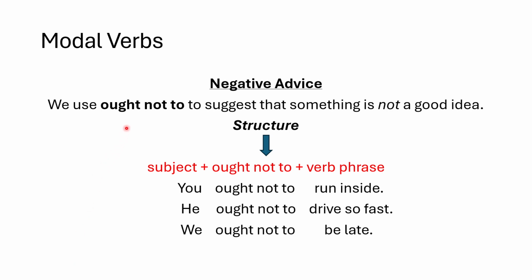We use ought not to suggest that something is not a good idea. Here is the basic structure. Subject plus ought not to plus verb phrase. You ought not to run inside.